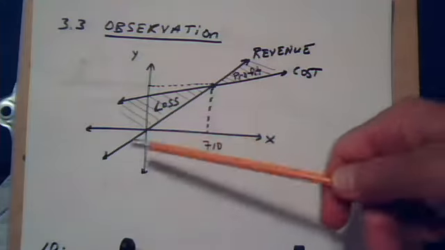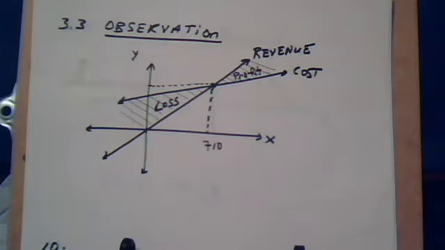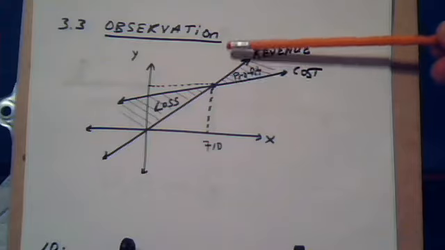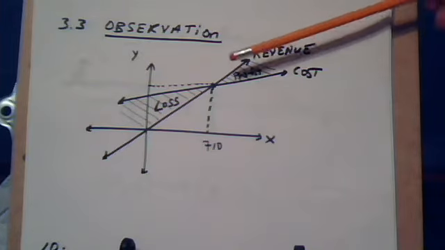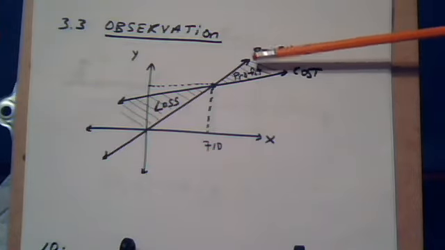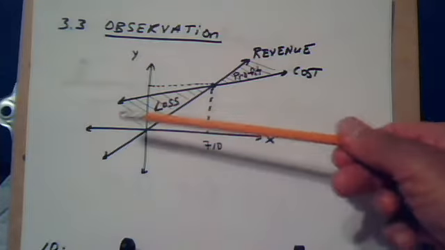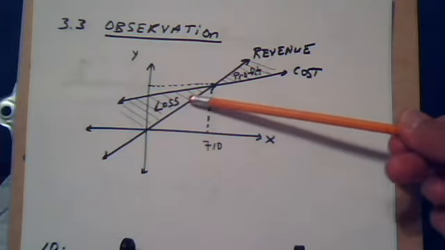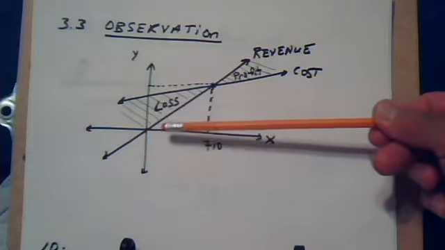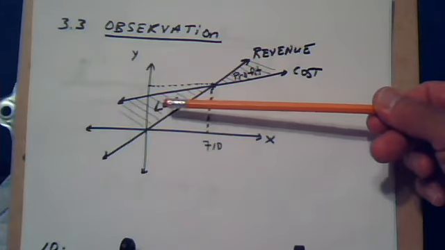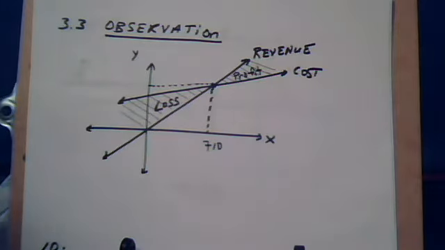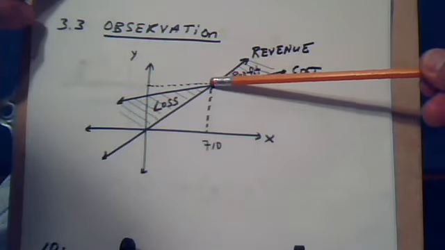Observation, if we were to draw the revenue and the cost function for this problem, notice what happens. If the revenue is above the cost, notice the revenue line is above the cost, there's a profit taking place. If it's the other way around, if the revenue is under the cost, then we're going to bring in a loss. This would be the break even.